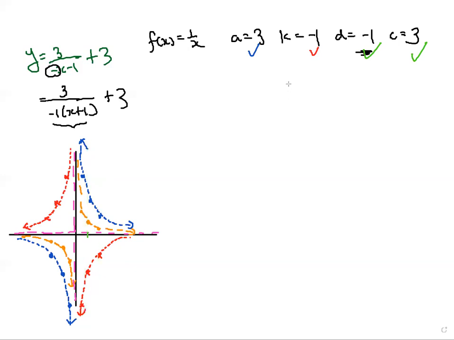Oh my goodness. Is there a way for me to, okay, how about this? Nope. That doesn't even show up. Okay, let's do this. My new asymptote will be here because I moved everything to the right by 1. And I'm moving up by 3, so my new asymptote will be here.